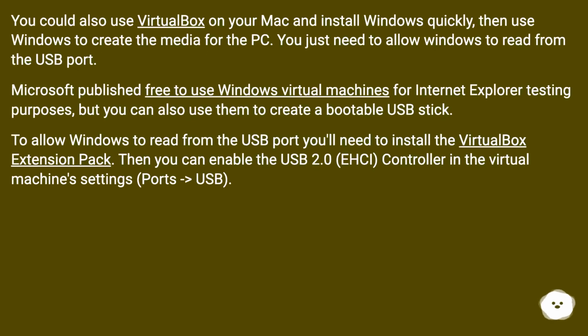You could also use VirtualBox on your Mac and install Windows quickly, then use Windows to create the media for the PC. You just need to allow Windows to read from the USB port. Microsoft published free-to-use Windows virtual machines for Internet Explorer testing purposes, but you can also use them to create a bootable USB stick. To allow Windows to read from the USB port, you'll need to install the VirtualBox extension pack. Then you can enable the USB 2.0 (EHCI) controller in the virtual machine settings, Ports, USB.